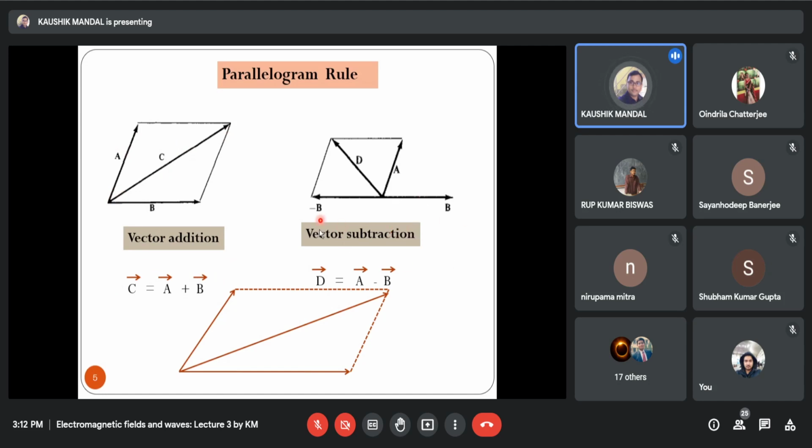Now, as I have mentioned, to find the vector subtraction, once again you can apply this parallelogram rule. In that case, you have to extend one vector in the opposite direction, that will represent the negative B vector. Now if you draw a parallelogram considering these two vectors A and minus B, then the diagonal of this parallelogram D will represent the vector A minus B.